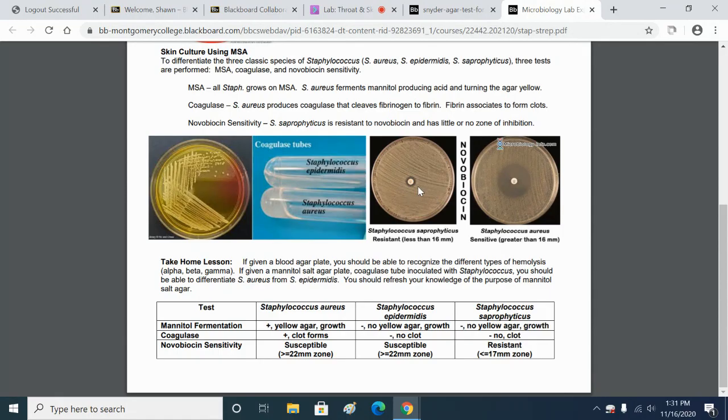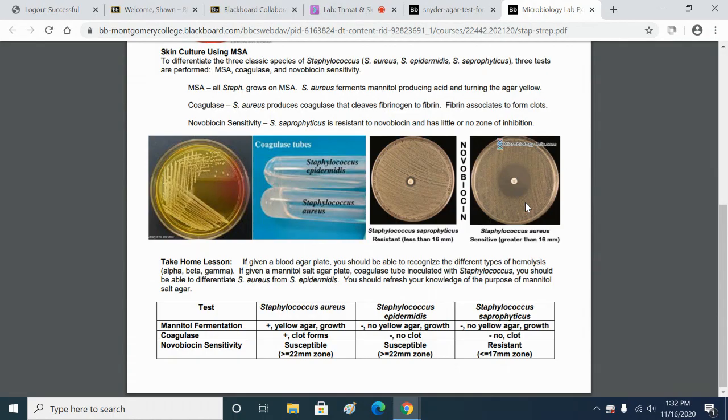So on the left here, we see a real small zone. So we know that's way less than 17 millimeters, right? On the right, a very big zone. If we measured it, it would be at least 22 millimeters. So the organism on the left is resistant. It grows close to the disc. On the right, the organism is susceptible because it cannot get close to the disc. So based on all three of these test results, you would try to match it up with the species of staph shown in the table.